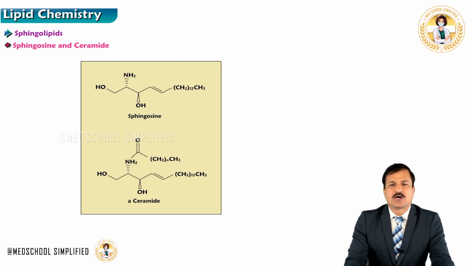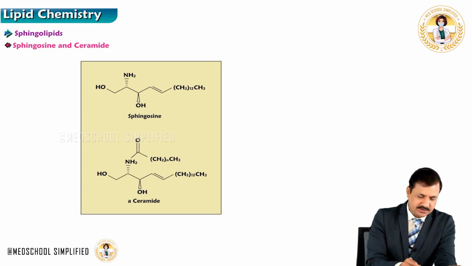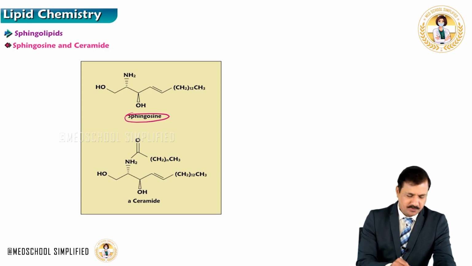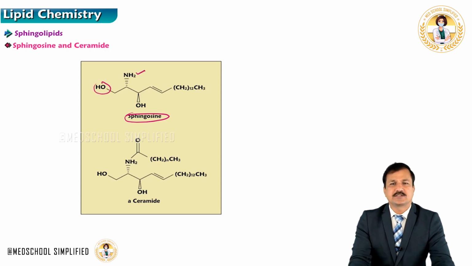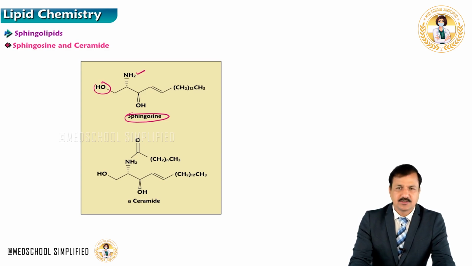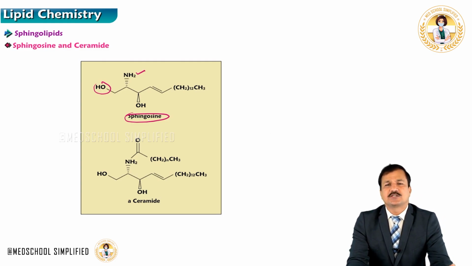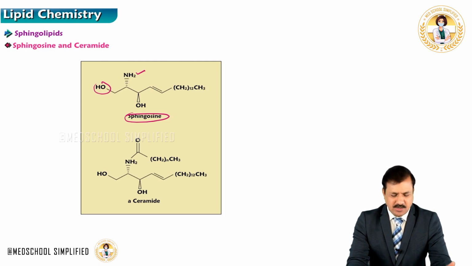Sphingolipids are composed of the long-chain amino alcohol sphingosine. Here is the structure of sphingosine, which has a long-chain alcohol group, as you see here, and also an amide group attached to this long-chain alcohol group. Sphingosine generally does not occur in nature, so it has to be synthesized. But how is sphingosine synthesized? I am going to explain that in the next slide.